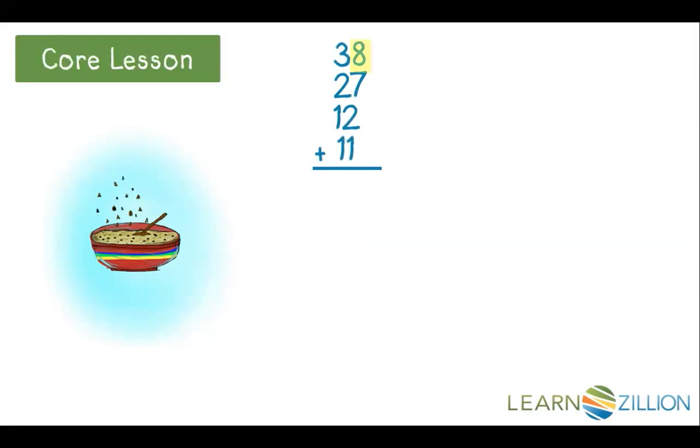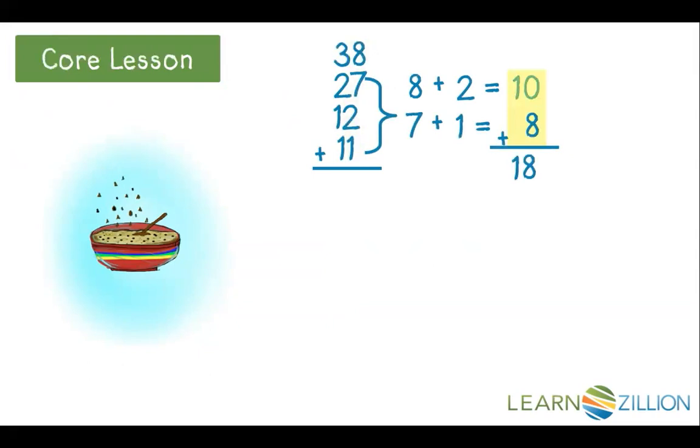Again, the first thing I see is my 8 and my 2. I know those equal 10. Now I have my 7 and my 1. 7 plus 1 equals 8. So 10 plus 8 equals 18. That would be my ones, 18 ones.